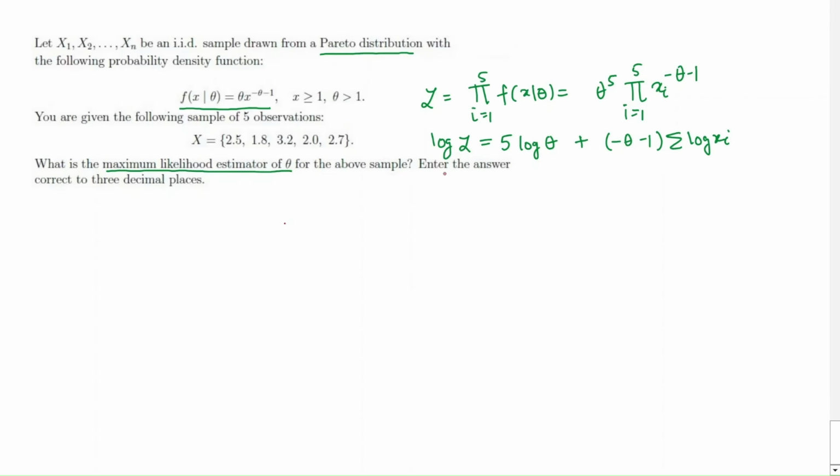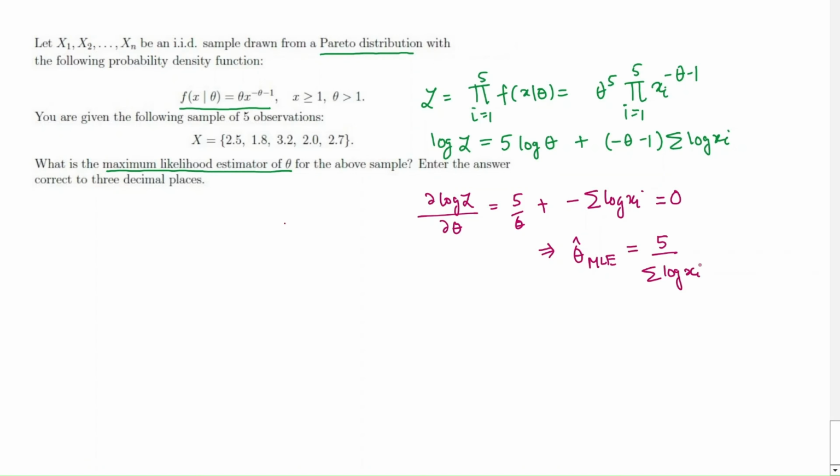Now to solve it, I'll have to take the derivative of this with respect to theta, and it turns out to be 5 by theta plus the negative of the summation of log xi. And to find that particular value of theta for which log L is maximized, we'll have to set it to 0 and solve for theta, and that gives us theta hat MLE, let me call it MLE for maximum likelihood estimator. That turns out to be 5 by the summation of log xi.